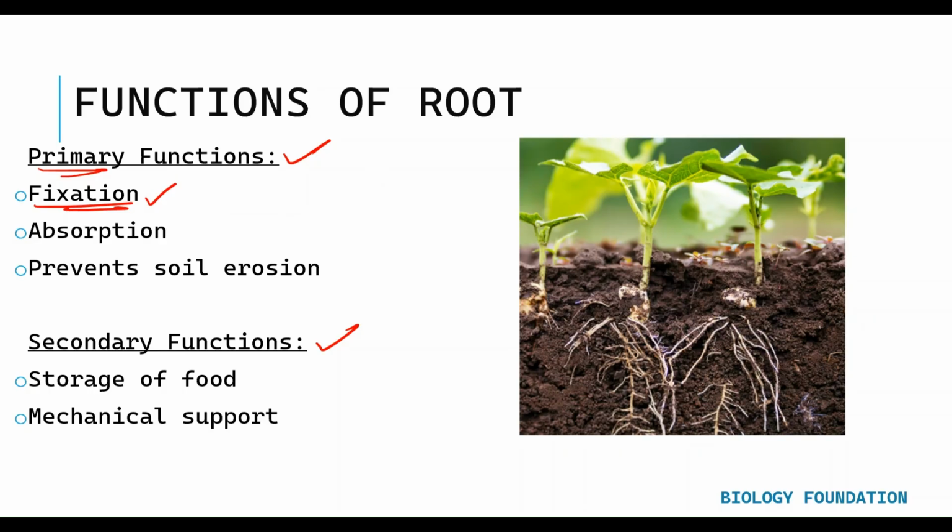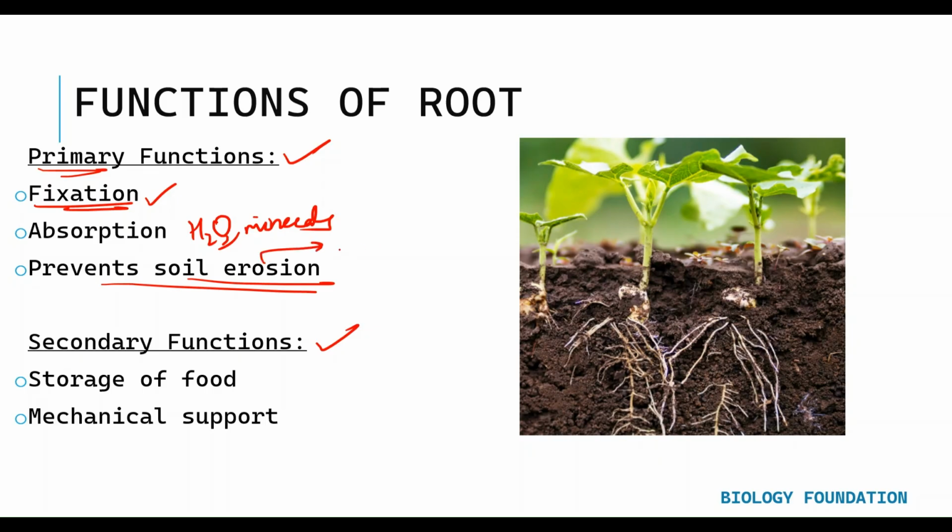Second is absorption. Roots also help in absorption of water. We pour water to the plants in the soil, right? Now, this water which is present in the soil must be absorbed by the roots. So, roots help in absorption of water and even minerals which are present in the soil and provide them to various parts of the plant. Roots also prevent soil erosion.